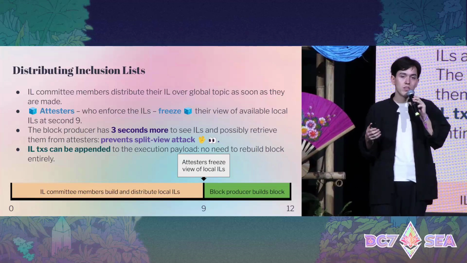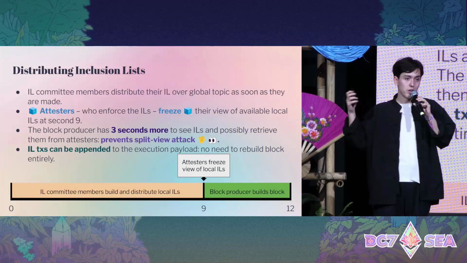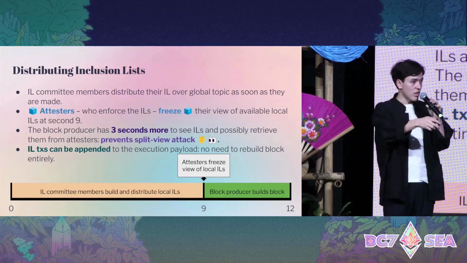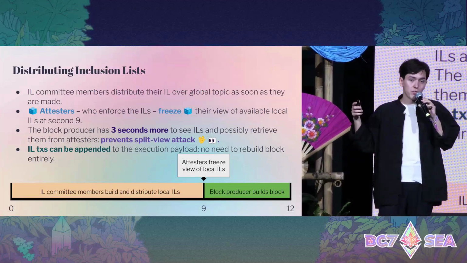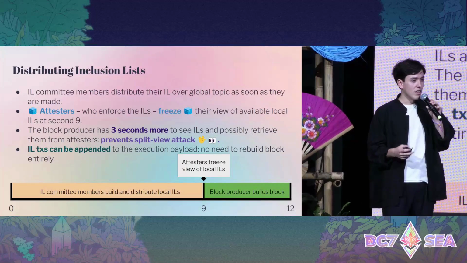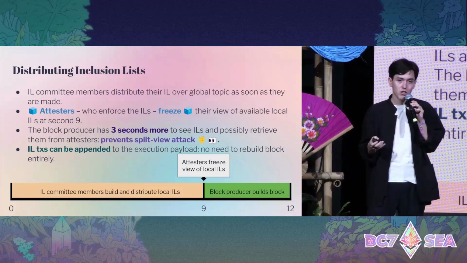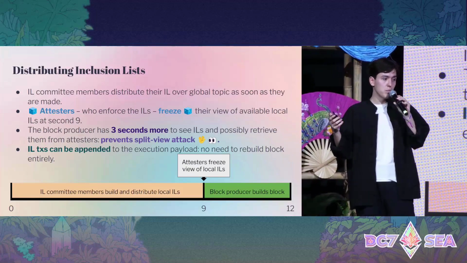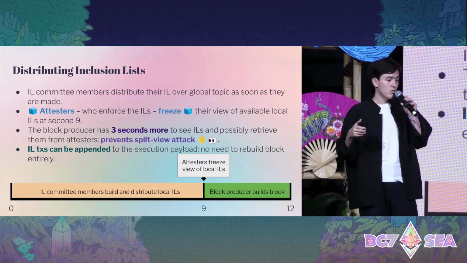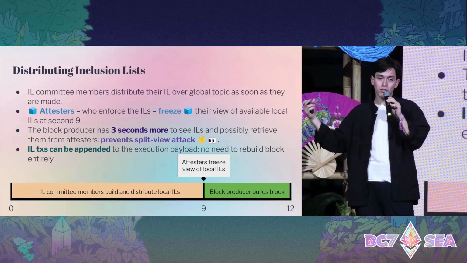So what they do is, all inclusion lists that they had seen before second 9, they will enforce. And inclusion lists that come in later, they do not enforce, but they still propagate them to the block producer. And this is essential because this time difference is there to prevent split view attacks. A split view attack is when an inclusion list committee member is trying to split the view of the block producer and the attester. So the person who has to act on it and those who have to enforce it.